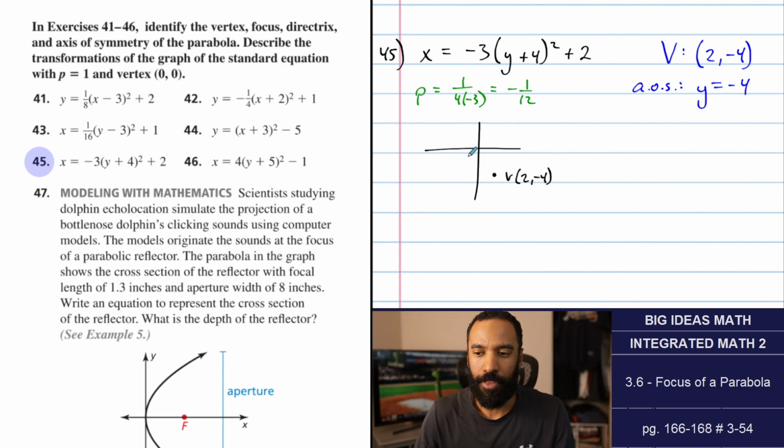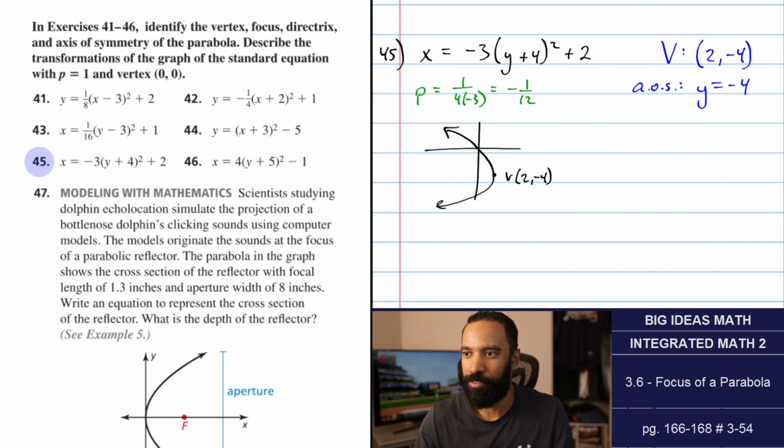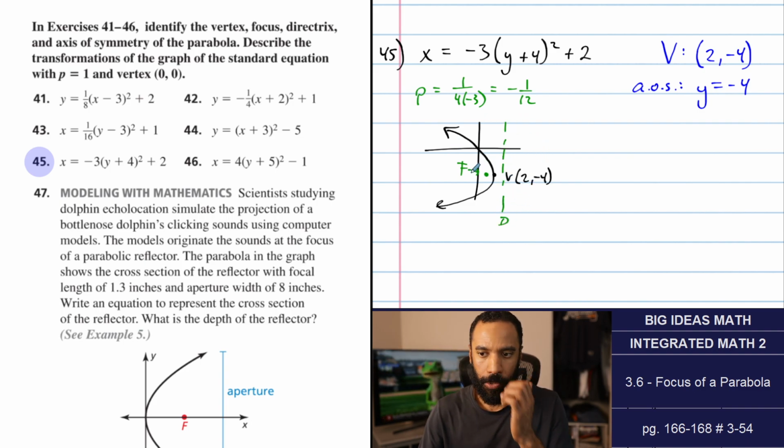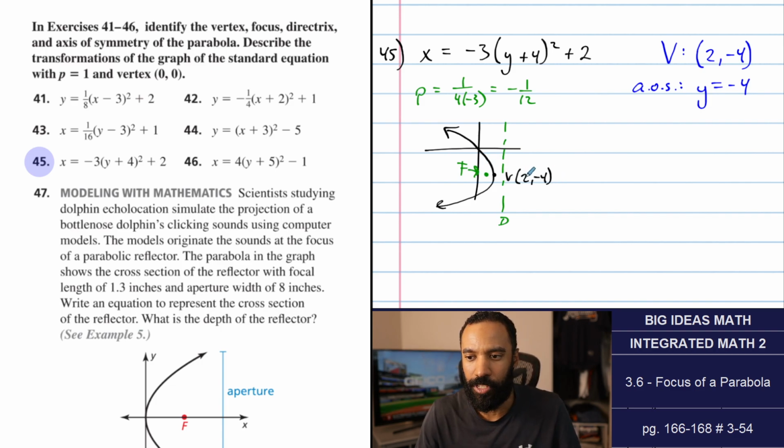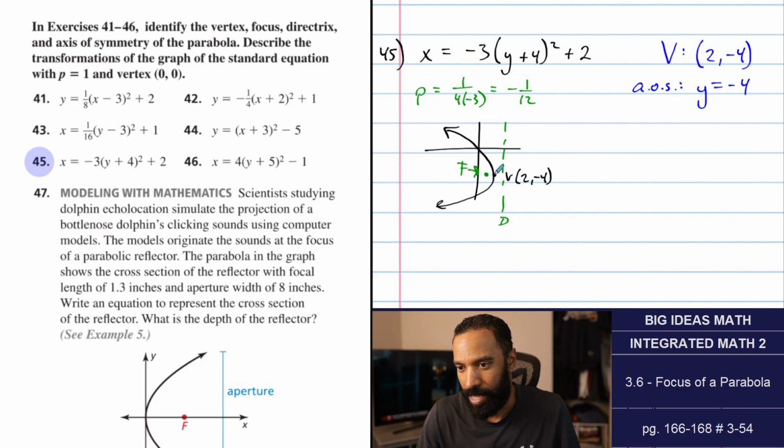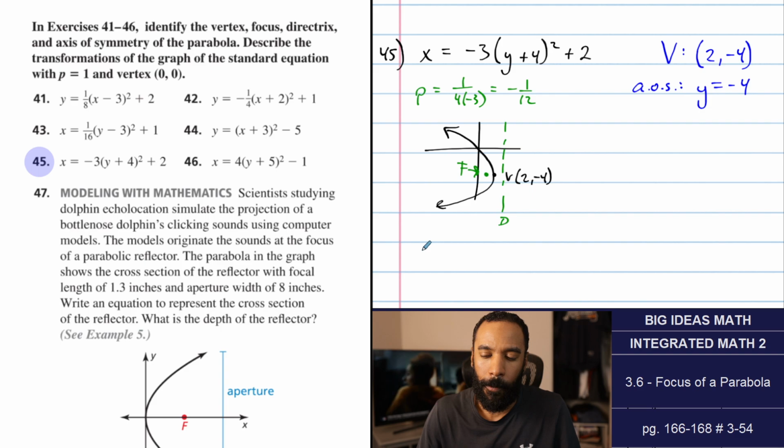This negative 3 for an x equals y squared equation means the graph goes this way. So the focus is 1/12 in this direction. That's the focus, and the directrix would be an x equals equation right here. For the focus and directrix, we go 1/12 away from 2, the x value, in the left direction, and 1/12 away from 2 in the right direction. So 2 plus or minus 1/12, right?